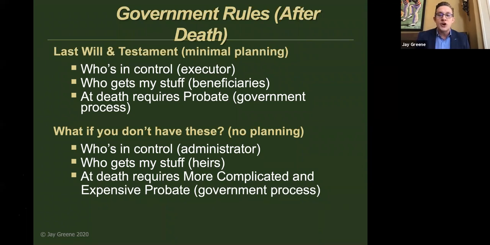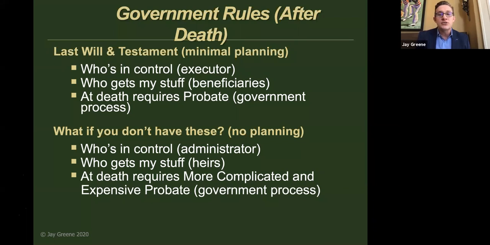So what if you don't have these in place? If you don't have anything in place, then the government has a plan for you. It's called dying intestate. It determines who's in control of you, which is an administrator. So that administrator may not even be somebody you know, somebody you trust. It could just be somebody appointed by the court. So that kind of takes control away from you and your family.